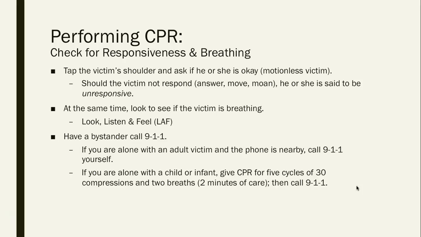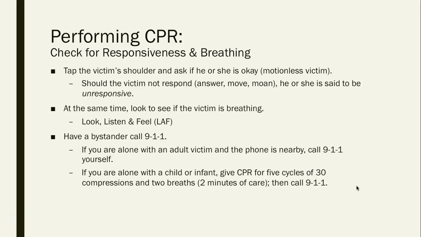And then you might feel, okay? You might feel their chest to see if it is rising and falling. You're not going to take the time to actually check a pulse. You're just going to feel if they're breathing, okay? Now, if any of those things are not happening, then you're going to call 911 immediately, okay? If you're alone with an adult victim and the phone is nearby, go ahead, call 911 immediately, okay?